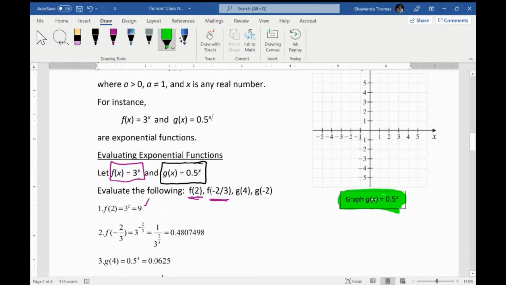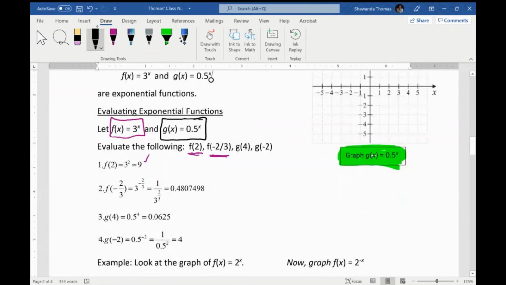All right. Do I have any questions? Okay. All right. Moving on. Let's do a t-table. Let's do x, and let's do g of x. All right, that's 0.5 to the x.